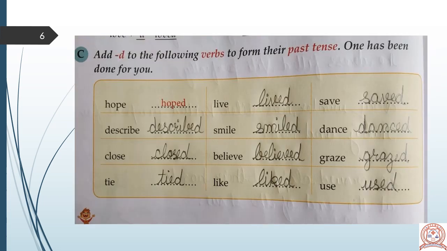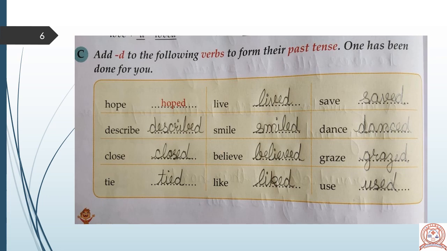Now here, if the verb ends in E, we just add D to it to form the past tense, like love, L-O-V-E, love. And if we add D to this, we will make it loved, L-O-V-E-D, loved. Now hate, H-A-T-E, hate. And if we add D to it, then it will become hated, H-A-T-E-D.